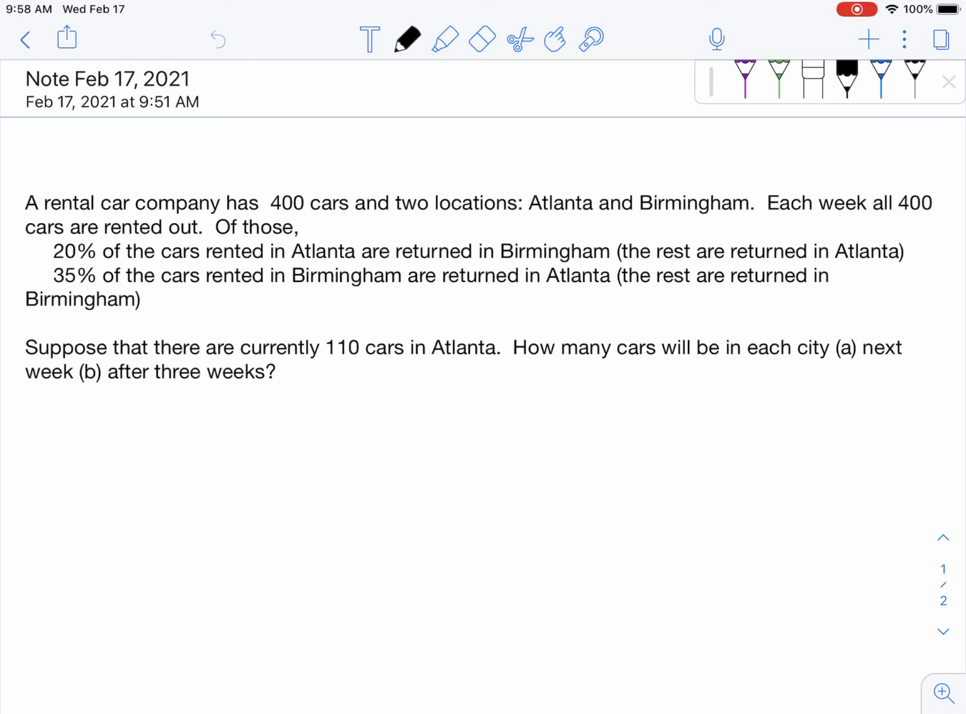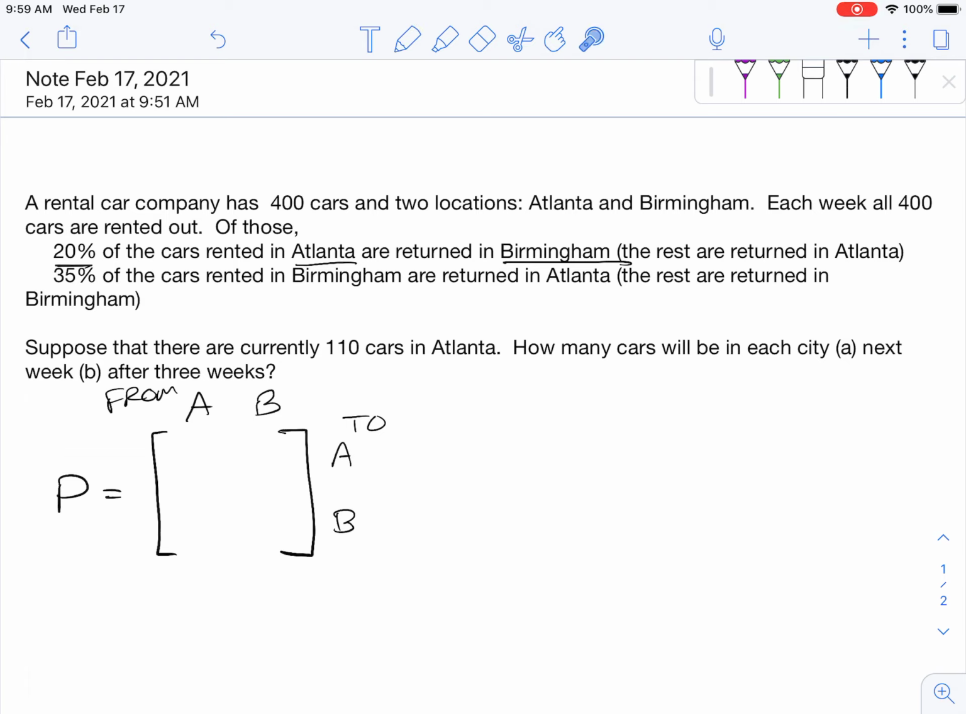Okay, so the first thing to do is come up with your transition matrix P. So up here, this is from Atlanta and Birmingham, and over here, this is to Atlanta and Birmingham. So let's see, 20% from Atlanta are returned to Birmingham. So if we're looking from Atlanta to Birmingham, that's going to be this entry here, and that's going to be 0.2. The rest are returned in Atlanta, so 80% go here from Atlanta to Atlanta, so that's going to be this entry.